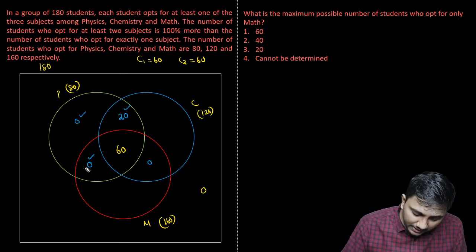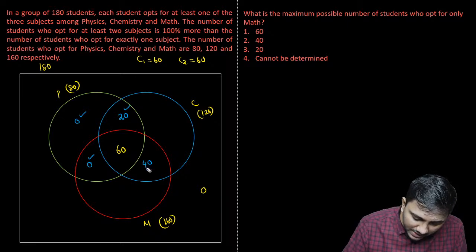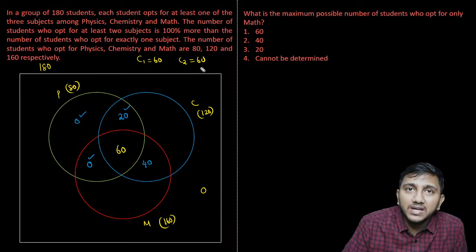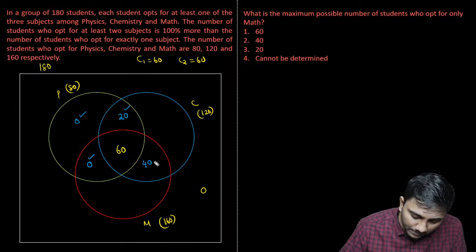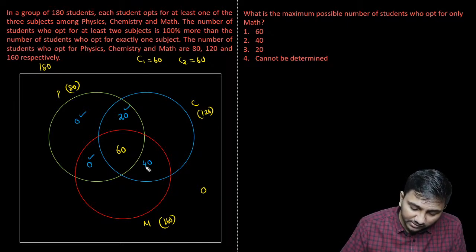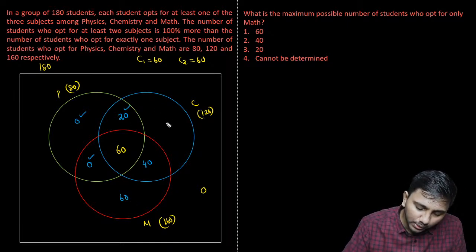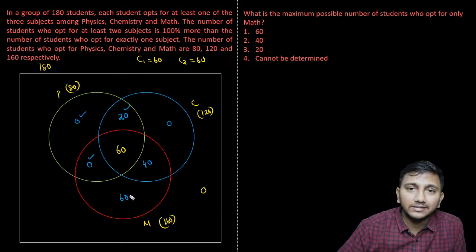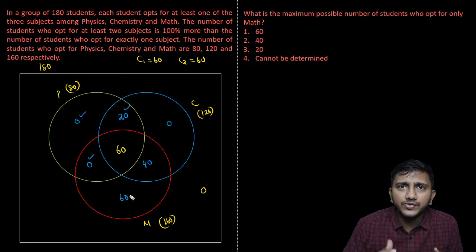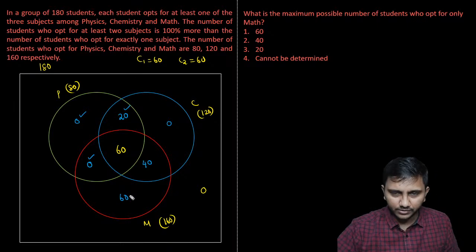So 20, 0, I'll have to put at least 40 here to satisfy C2 becoming 60. So this will be minimum 40. When I put this as minimum 40, this is 100. So another 60 I can put here. That also satisfies the blue circle. Hence 60 is the answer for this question. So that was the way in which we proceeded. Let's move to the next question.